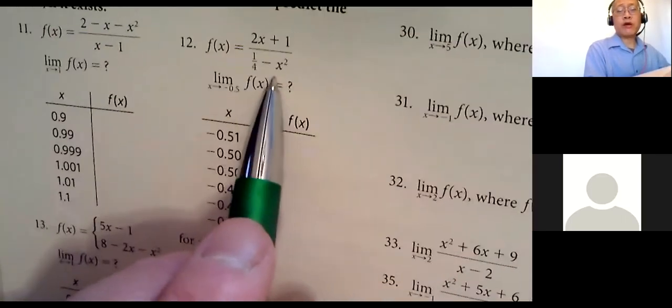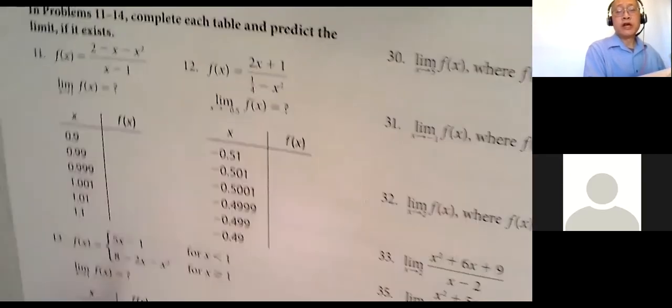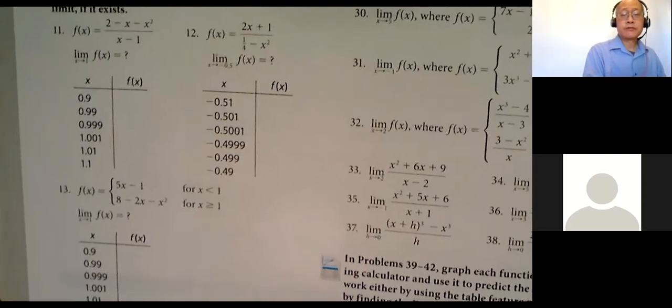You can check it. If you plug in negative 0.5 and square it, it's equal to 1/4. 1/4 minus 1/4 is 0. Can't do it. So f of negative 0.5 is not defined. However, the limit may exist.